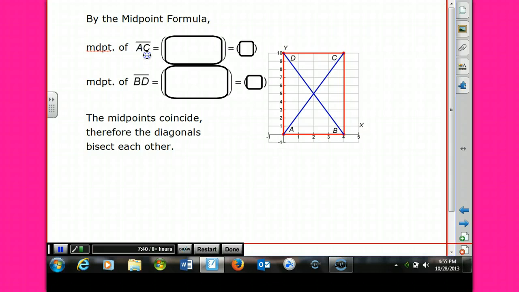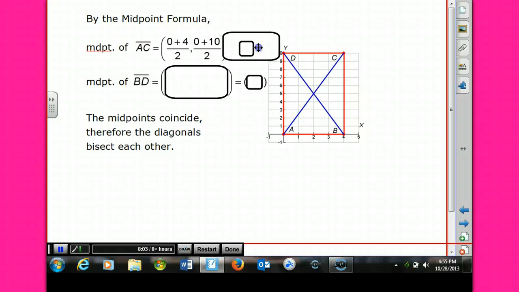So let's find the midpoint of AC. AC. So do you remember how to find that? We simply use the point 0, 0 and the point 4, 10, right? So we will start with our x values and find their average. 0 plus 4 and divide by 2. And the y values. And that would be 0 plus 10 and divide by 2. So ultimately, we have 4 over 2 and 10 over 2, right? So we have 2, 5. So AC has a midpoint at 2, 5.